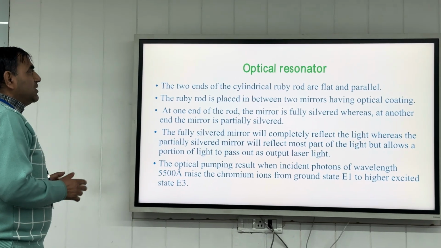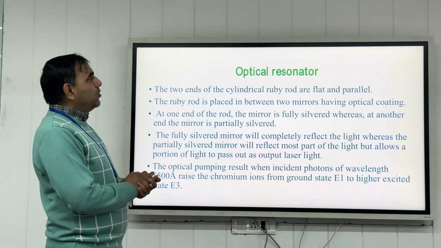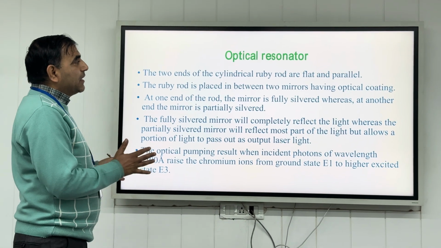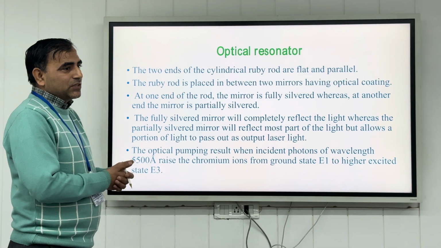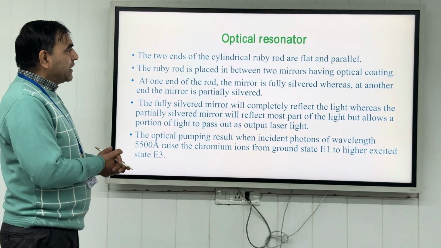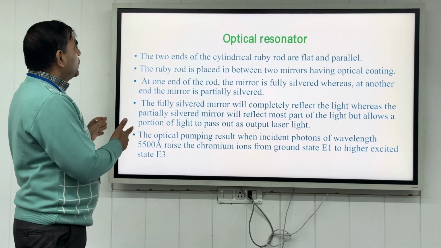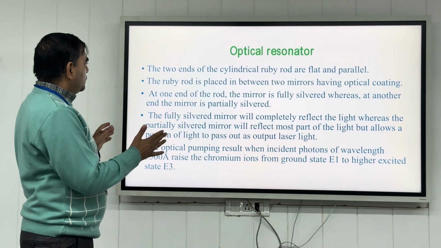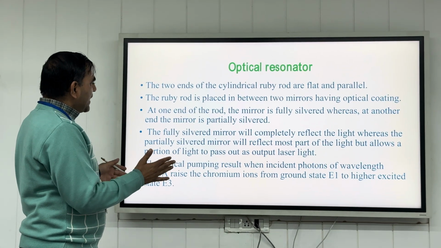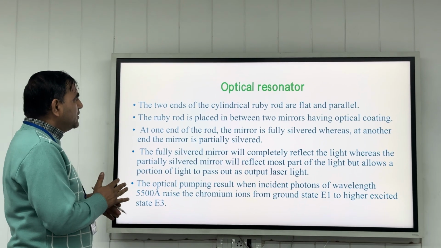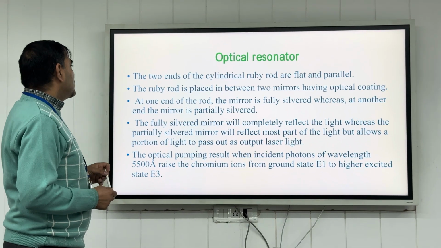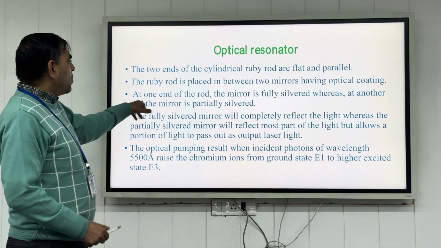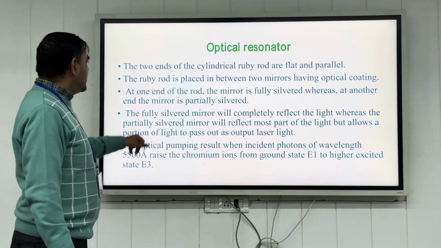Optical resonator. The two ends of the cylindrical ruby rod are flat and parallel. We also discussed the optical resonator at the start, in the main components of a laser. Actually, the optical resonator is two flat mirrors; we can say the lenses may be convex or other. One side is fully silvered and the other is partially silvered.